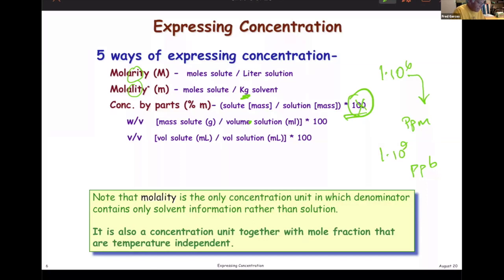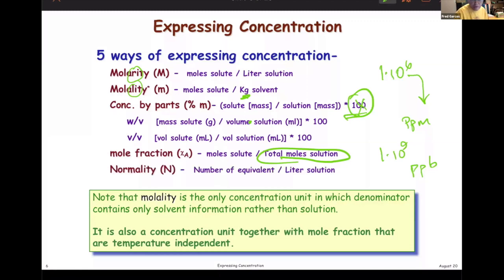There's the mole fraction. We covered the mole fraction in gas laws. Okay, you guys covered that in gas laws. It's the moles of the solute over the moles of the solution. So in order to get the moles of the solution, you need to know the moles of the solvent. You need information about the solvent and the solute. So that's your mole fraction.